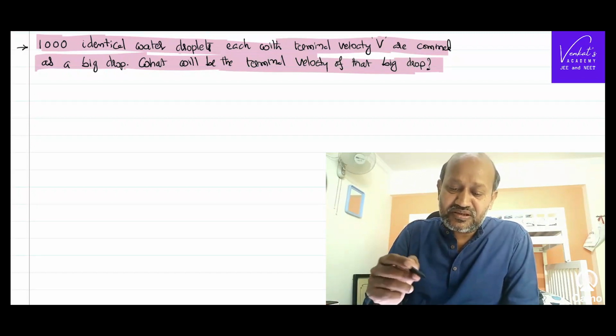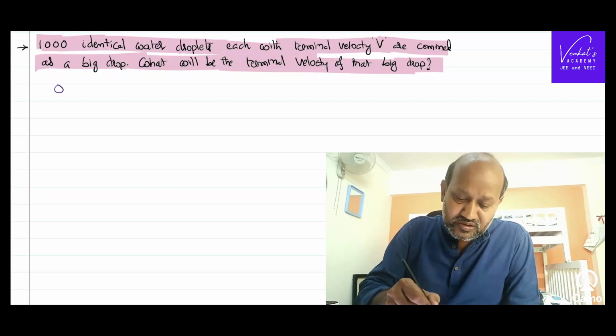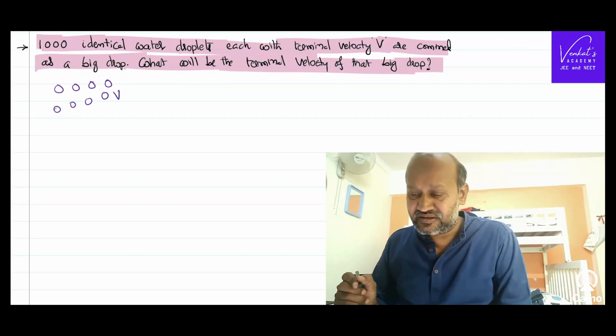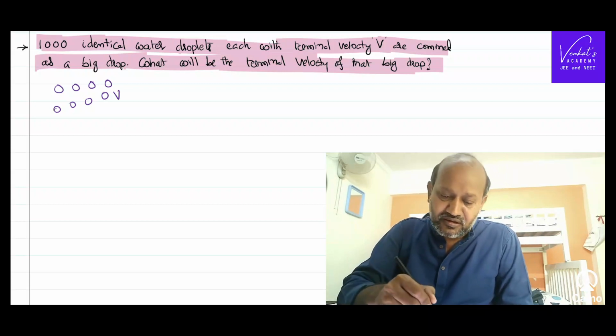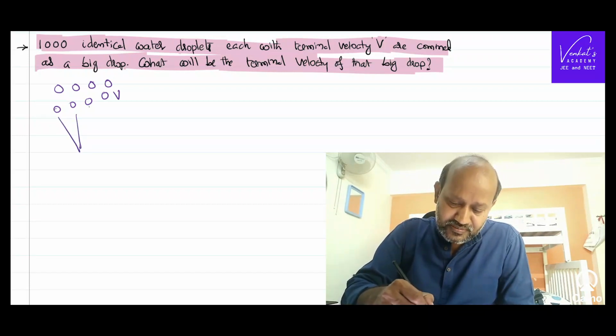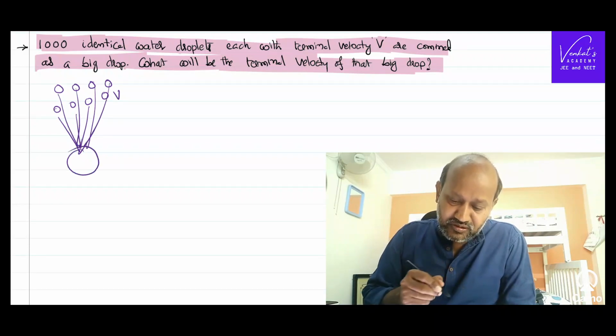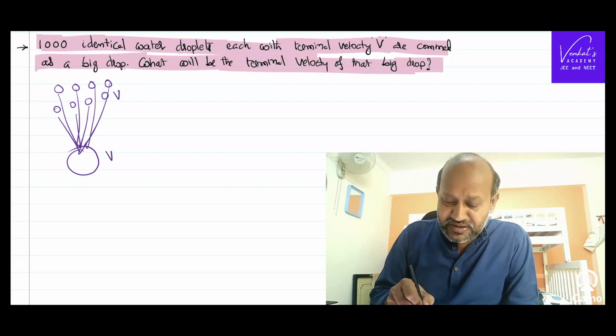So what is happening here is there are so many small water droplets, 1000 that is. They're each having a terminal velocity v that is given. They're all now merged, combined to form a big water drop. What will be its new terminal velocity? That's the question that's being asked.